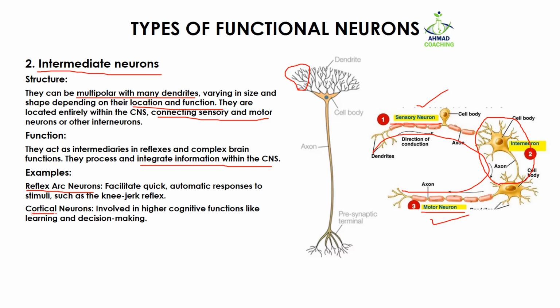Similarly, we have cortical neurons. These neurons are related to cognitive functions like learning and decision making. For example, if somebody is asking you a question and you have to respond to that person very quickly, that quick response is actually helped by the interneurons. So this was another type of functional neurons called interneurons.